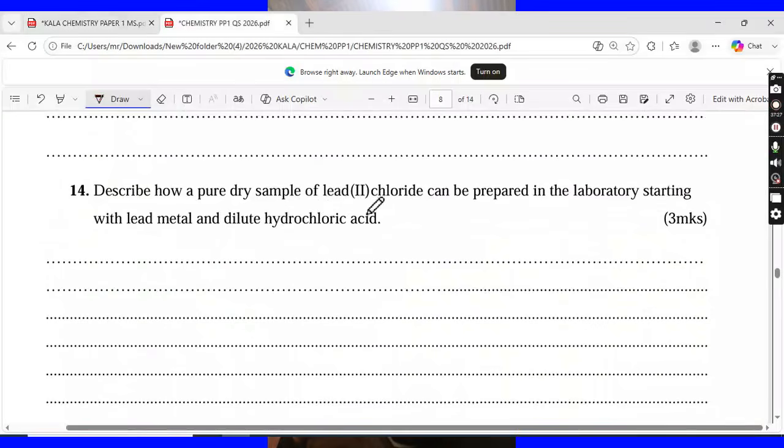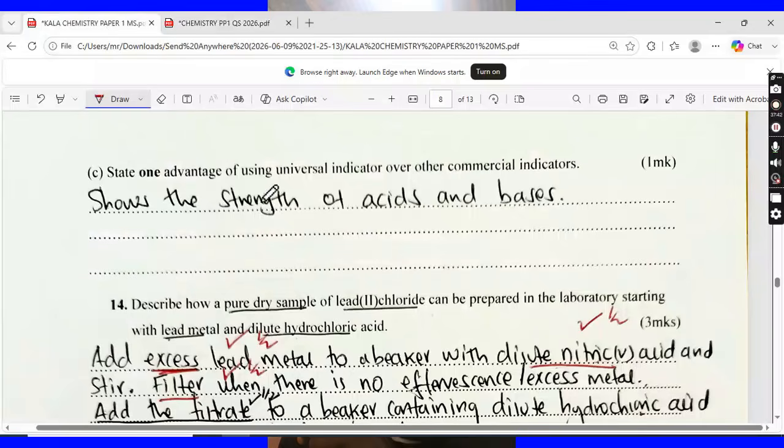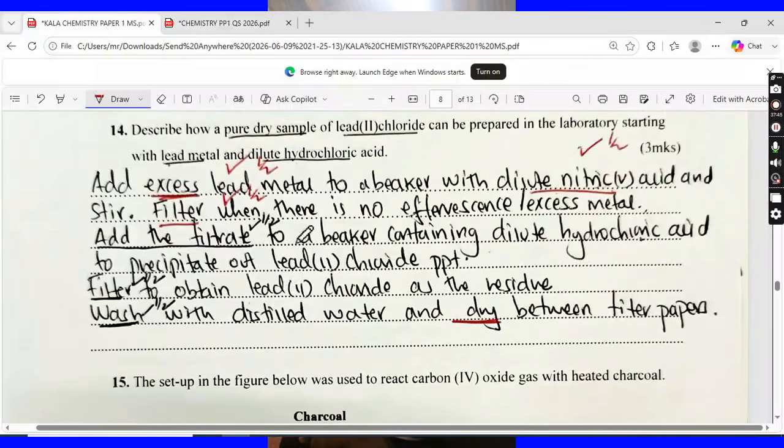Describe how pure dry sample of lead 2 chloride can be prepared in the lab. Lead 2 chloride is an insoluble salt, therefore we are going to start with the metal and dilute hydrochloric acid. Correct. For you to prepare a salt, first know whether the salt is soluble or insoluble. Add excess lead metal to a beaker containing dilute nitric acid. That is correct, to form lead nitrate.